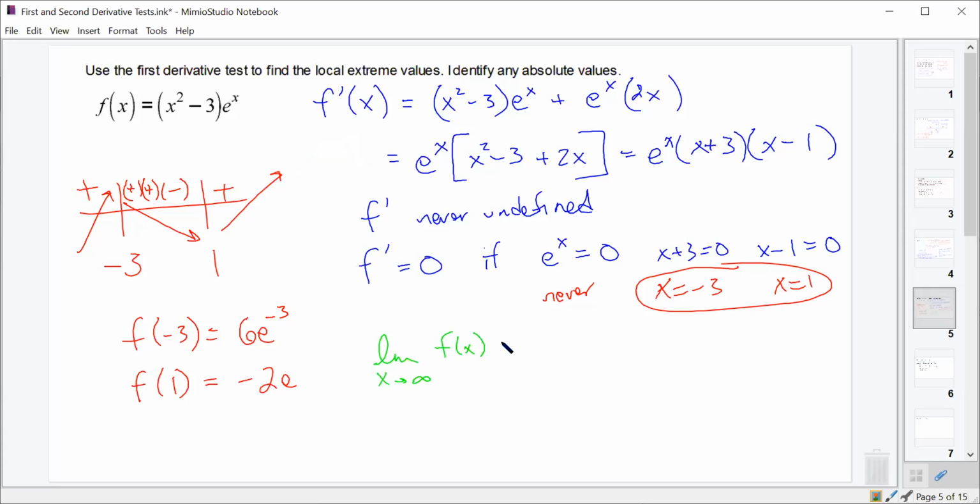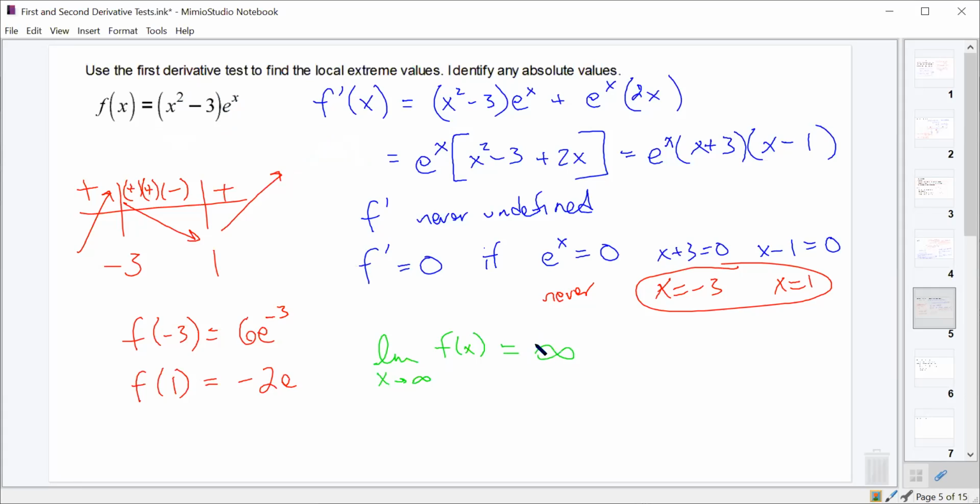So what happens when we plug in very, very large numbers to our original function? We get a very, very large number squared, which is still a very, very large number, right? And subtract 3 from that, that's still infinite. And you multiply it by e to the infinity, which is also huge. What do you end up with?